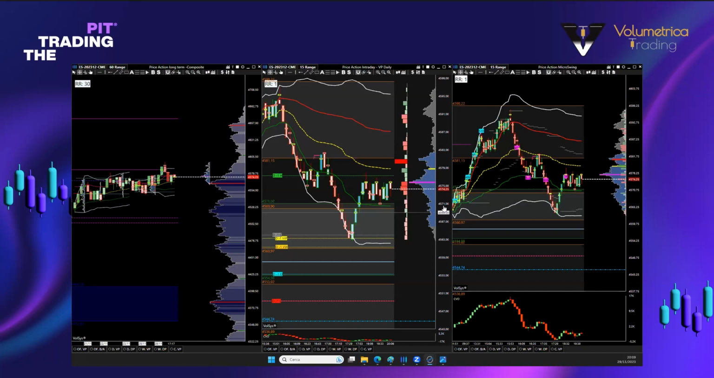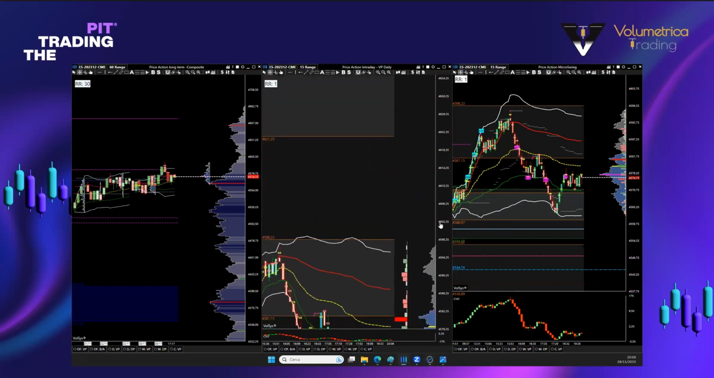Basically, in a nutshell, what's an iceberg order? It's a very large order, so let's assume somebody decides to buy 1,000 contracts. I'm drawing that in green to show that it's a buying iceberg.